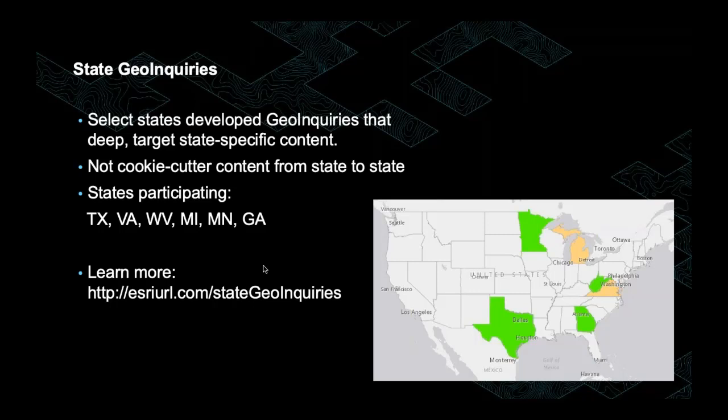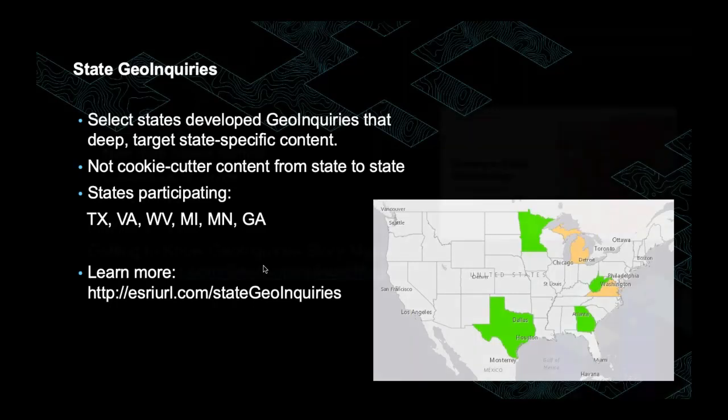So if you end up in one of these states, Texas, Virginia, West Virginia, Michigan, Minnesota, or Georgia, take a look at the URL on this page. It's not one of the URLs that Barbary is probably putting in the chat. It will take you directly to the landing page for the state collections, and you can investigate further if you're in or around those states.